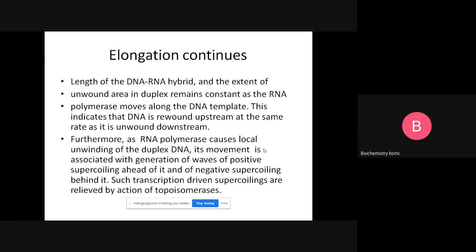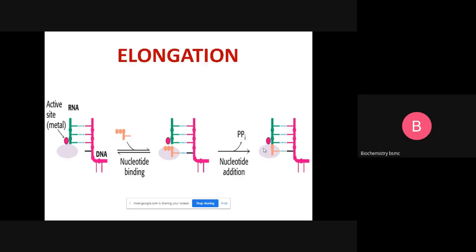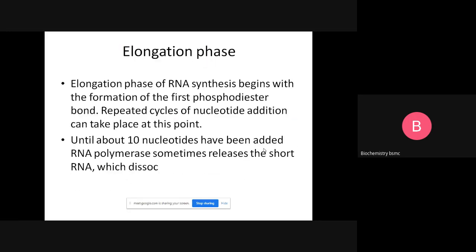One side will be wound, and one side will be unwound. Then elongation will proceed. As the RNA polymerase causes local unwinding of the duplex DNA, the movement is associated with generation of positive supercoiling and negative supercoiling, as I have discussed in the earlier discussion. So it has already been told. The elongation phase begins with the formation of the first phosphodiester bond. Repeated cycles of nucleotide addition take place.